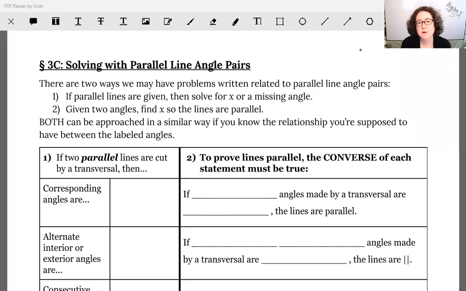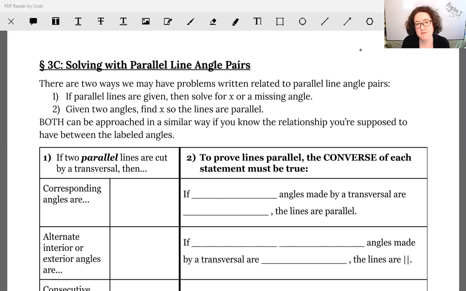In today's video, we're going to continue with looking at parallel lines and angle pairs, but we're going to start looking at actually proving whether or not our lines are parallel. We can also do these problems where we're solving for expressions that are labeling parallel line angle pairs and approaching these kind of like we did with our angle pair problems in Unit 2.